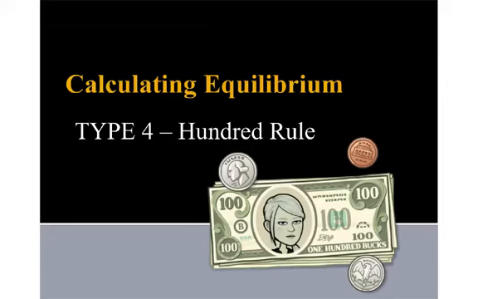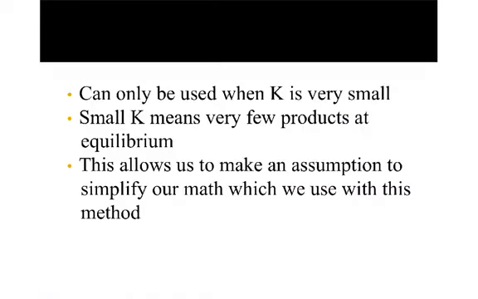Hi everyone, it's calculating equilibrium type 4 time. This one is called the 100 rule, and so if you weren't too keen on the quadratic, then you might prefer this version of things. The 100 rule is a way of simplifying the math, which is fantastic, but it can only be used if we have a really small K.